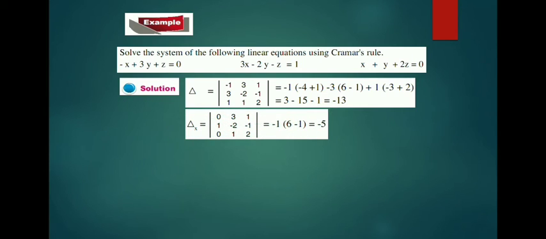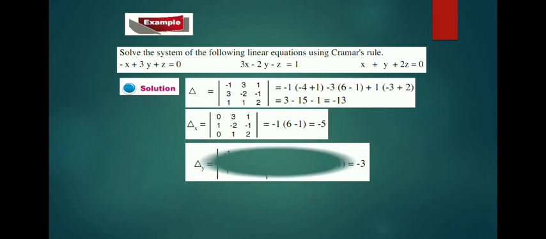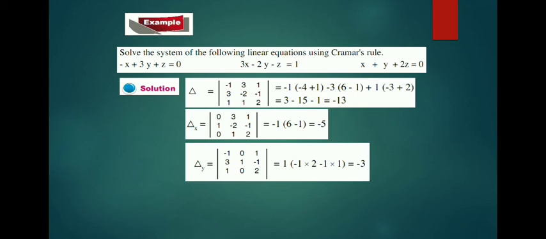And delta x equals 0, 3, 1, 1, negative 2, negative 1, 0, 1, 2. Using the first column, we find the value of delta x, which equals negative 5. Delta y equals negative 1, 0, 1, 3, 1, negative 2, 1, 0. Using the second column, we find the value of delta y, we will get negative 3.